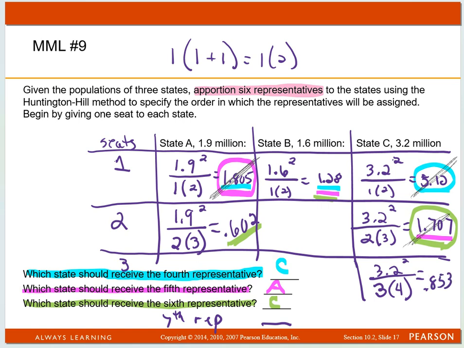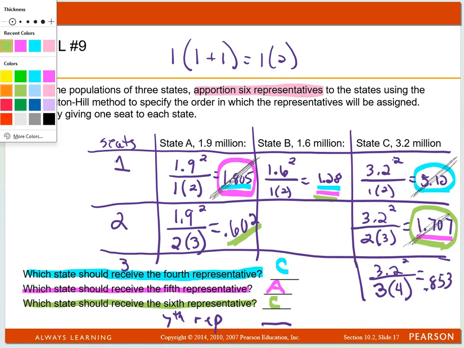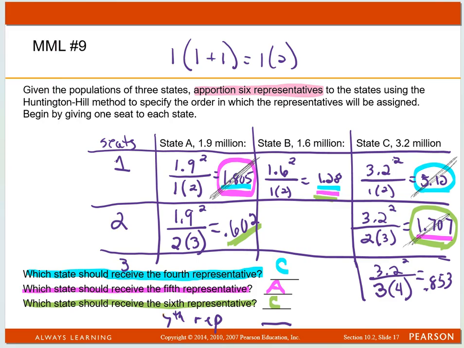And so if we're looking for a 7th rep, I would have to compare this number and this number and that number. And finally, B gets an extra rep. So there you go. Anyway, that's number 9.